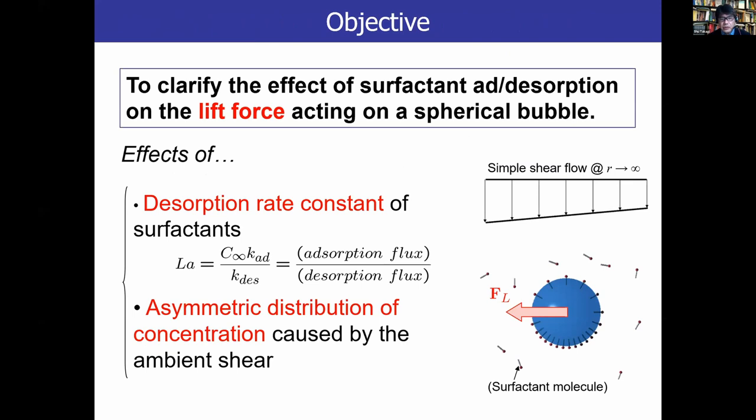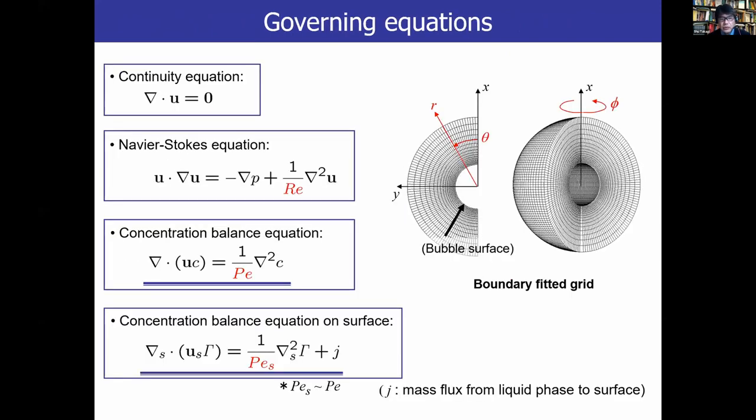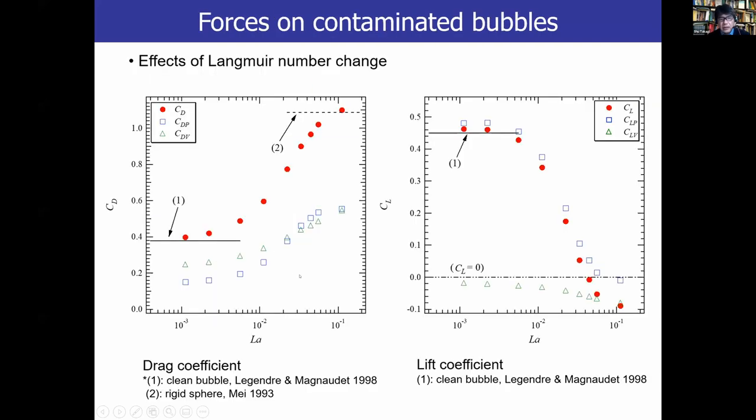And you can confirm that through the numerical simulation for 3D cases with the boundary-fitted coordinate system, with the adsorption-desorption kinetics for the surfactant, and with shear flow. So what we can see is the La corresponding to the Langmuir number. So a small Langmuir number corresponds to the situation of a clean bubble, and a larger Langmuir number corresponds to the contaminated bubble. So if you change the Langmuir number, you see that the drag coefficient goes from the clean bubble to the solid sphere. Same for the lift force, from the clean bubble to the solid sphere obtained by Balachandar.